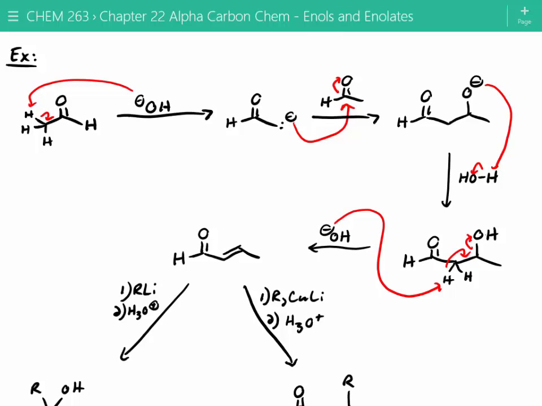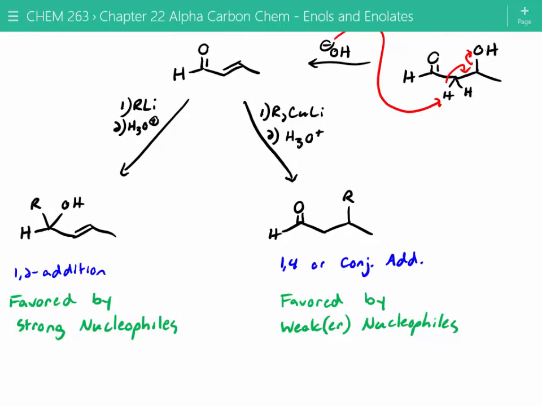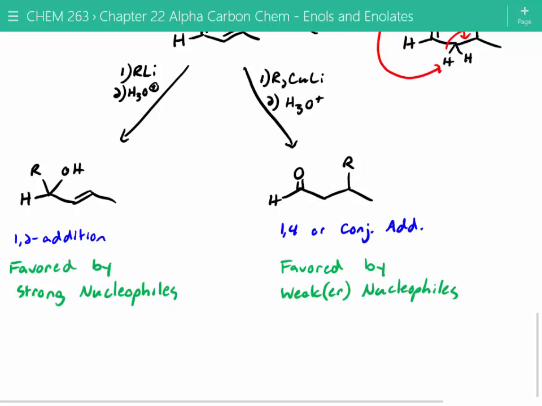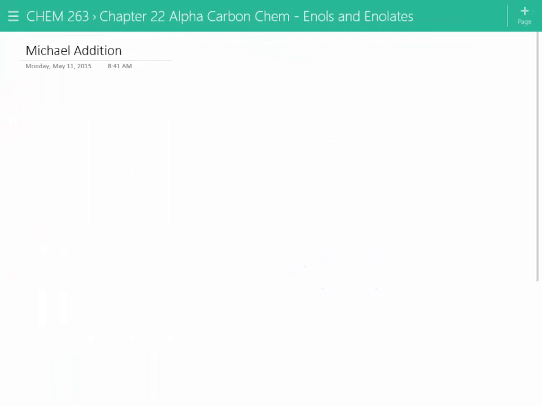We can take our aldehyde and do an aldol condensation and get to our alpha-beta unsaturated aldehyde. But if we treat it with a really, really strong nucleophile like a lithiate, we're going to get 1,2 addition. But if we treat it with a weaker nucleophile, we'll get 1,4 addition. We're going to continue on with this sort of chemistry today, but we're going to do a reaction called the Michael addition.